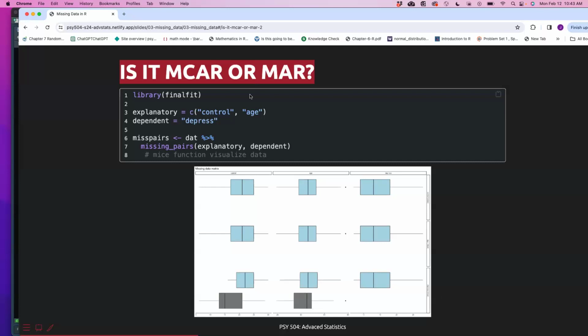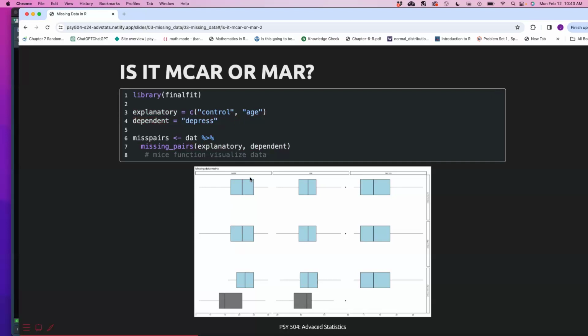Essentially what we're doing is comparing our variables to missingness. So how do those variables relate to missingness? One way we can do this is to use the finalfit package, and there's a function called missing_pairs. I really love this particular function because it outputs these nice little box plots. If we have categorical variables, it'll output bar plots. Here we specify our explanatory variables, which are control and age, and our dependent variable, which is depression.